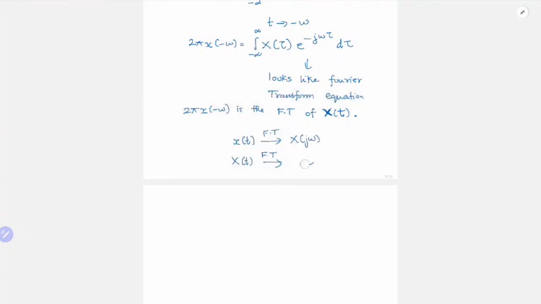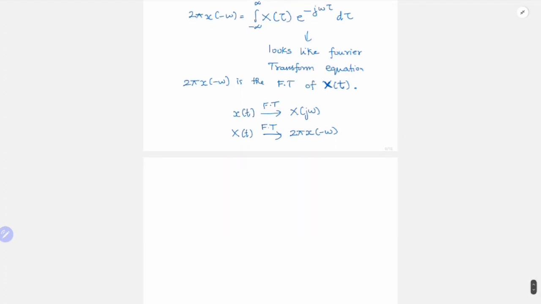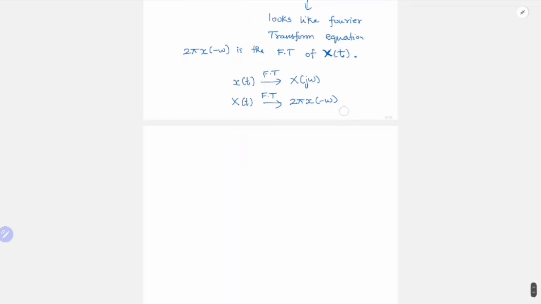So this one we have it as 2 pi X of minus omega. So if I have just one relation, it is enough. If x of t is the time domain signal, then I can easily find its Fourier transform. So let us see some examples. So we saw that dx by dt gave a Fourier transform of j omega X of j omega, right?